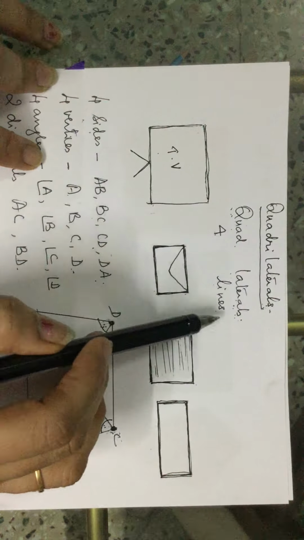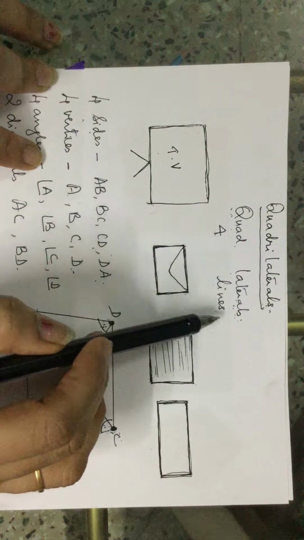In our daily life, every day we see objects which have the shape of a quadrilateral. How many of you have seen a TV? All of you have a TV at home, right? It has the shape of a quadrilateral. So these are some examples which you see in your daily life. A TV is the shape of a quadrilateral.